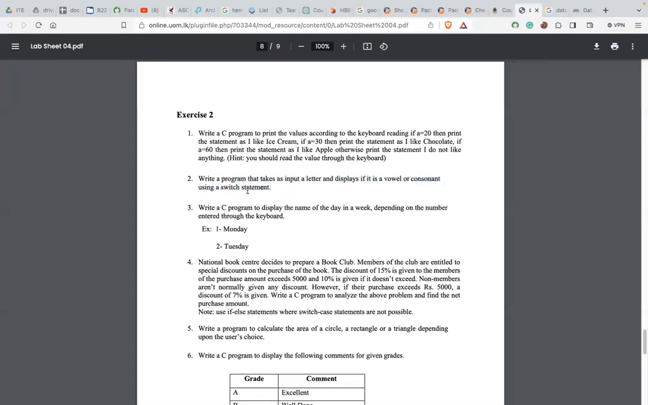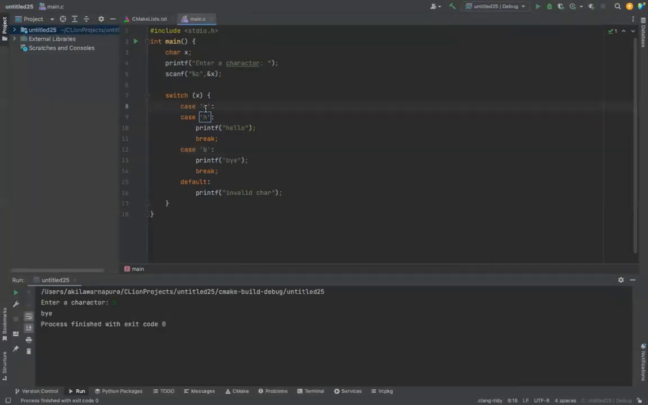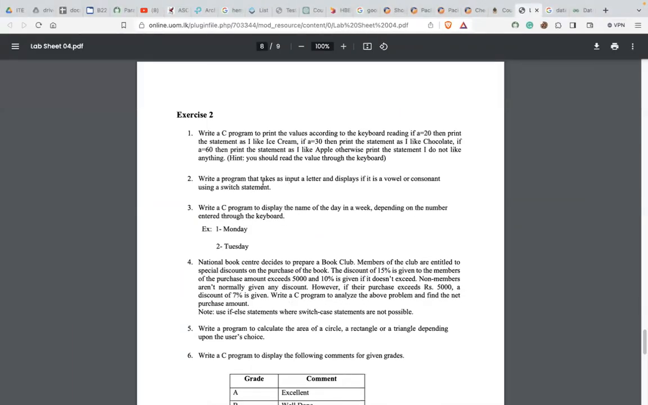Now our question is: write a program to take an input letter and display if it is a vowel or consonant. Whatever the user enters, if it is a vowel, what are the vowel letters? We need to check the vowel letters. What are the vowel sounds in the English language? You know it is A, E, I, O, U. Therefore, you have to check the cases A, E, I, O, U. If it is A, E, I, O, U, then it is a vowel. Otherwise, it is a consonant.